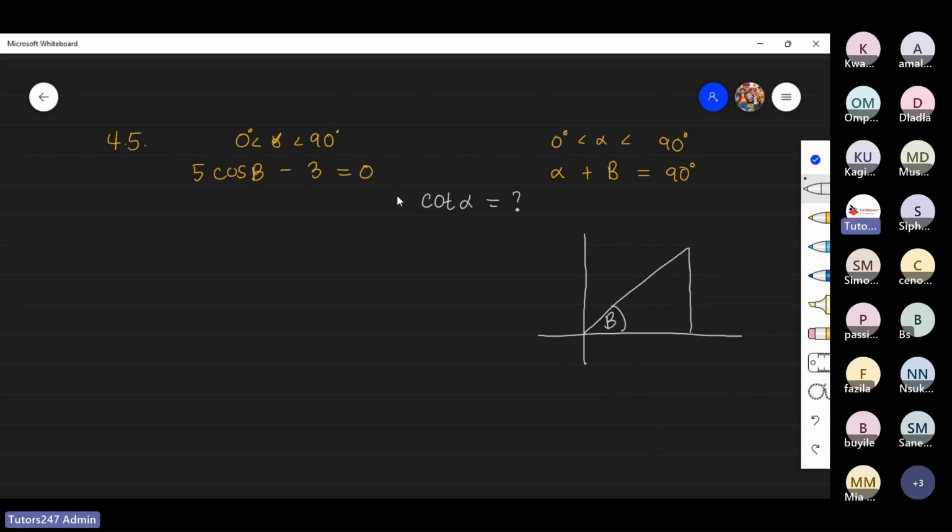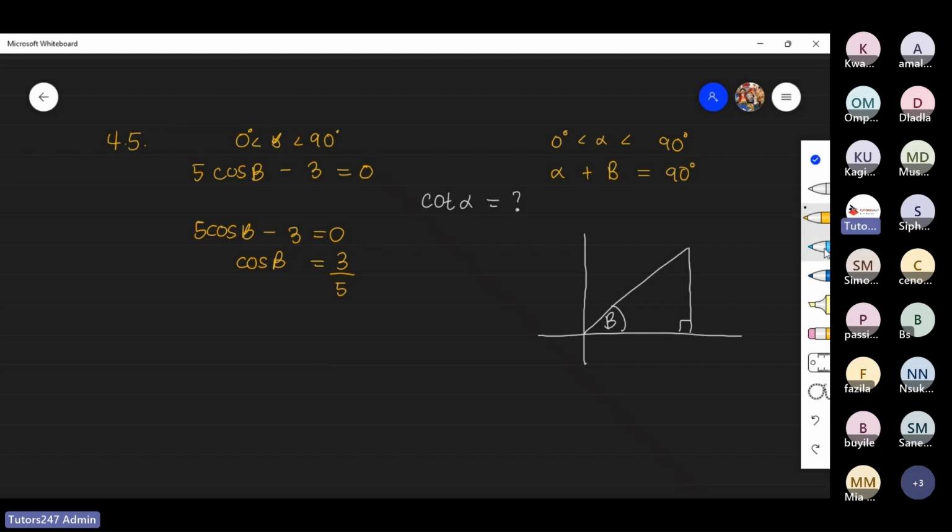Now, let us solve for this equation. In order for us to find out what our hypotenuse, adjacent, and opposite are, we need to solve this particular equation. So we've got 5 cos beta minus 3 equals 0. All we need to do is move the 3 to the other side. It will then become positive 3. From there, we can divide both sides by 5, and we then finally have cos beta equals 3 over 5.